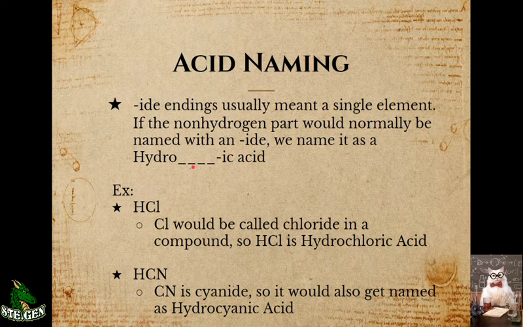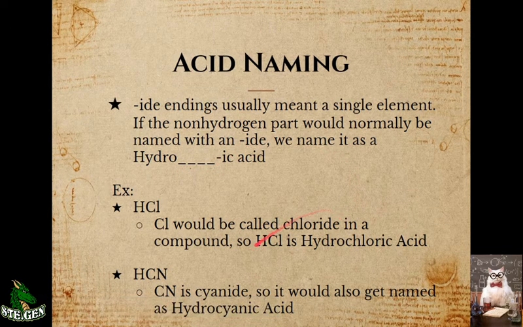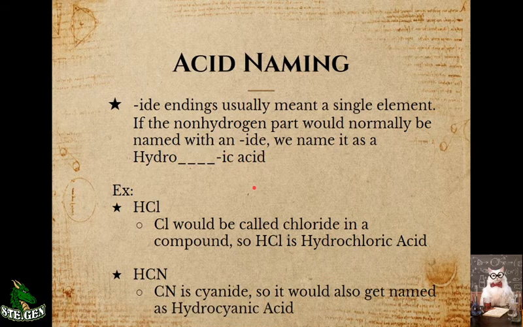And notice we don't have anything about the hydrogen there because seeing acid in the name tells us that it's got to be an acid and that hydrogen has to be the first piece. So down here we've got HCN. CN is cyanide, so that also ends in an ide. So it would also get named, it ain't got no O's, as hydrocyanic acid. You change that ide to an ic and add acid to the end.